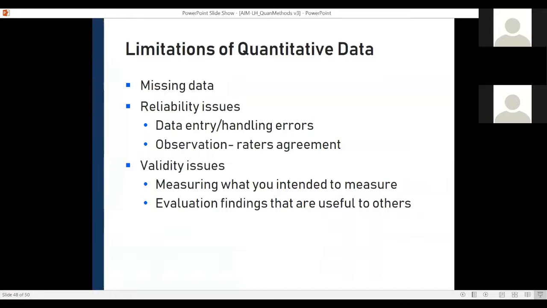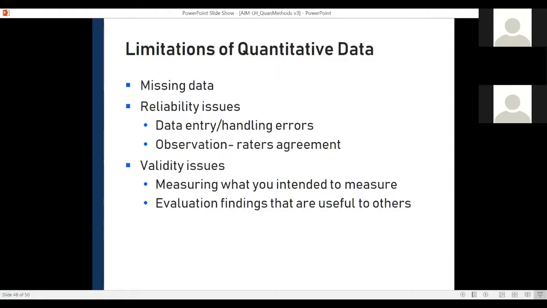And that's all I have for the 9 steps of the survey process. And we'll get to questions in just a second. I just want to mention some limitations of the quantitative data. This is almost setting up for the next webinar on qualitative data, because some of these limitations can really be addressed through qualitative data and using both of those types of data together.